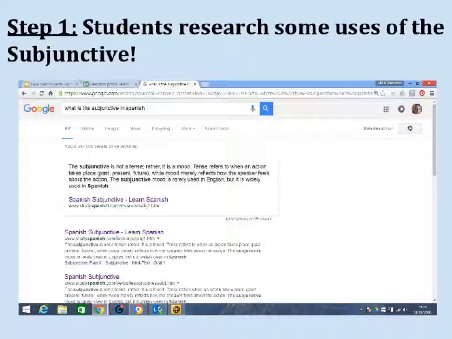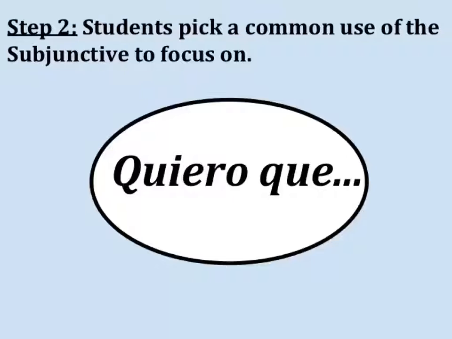Step 1. Once the students have an idea of how to form the subjunctive, have them research the uses. As I'm sure many have discovered, there are plenty of good websites and YouTube videos that explain the rules. Step 2. Then have them pick one common use for the subjunctive. There are so many, so if you're feeling adventurous, have them pick more. Again, it depends on the level of your learners.